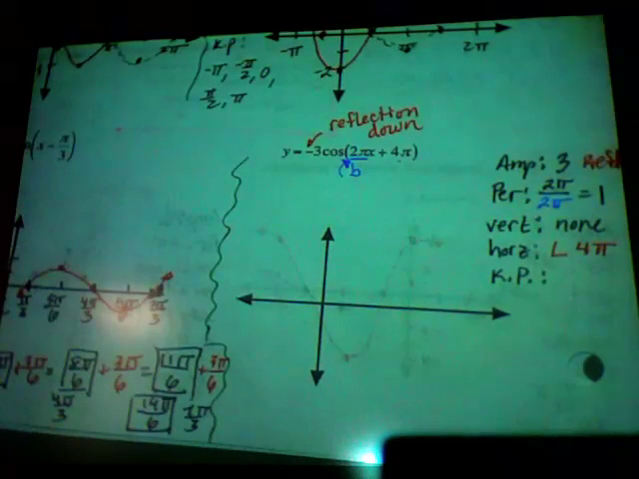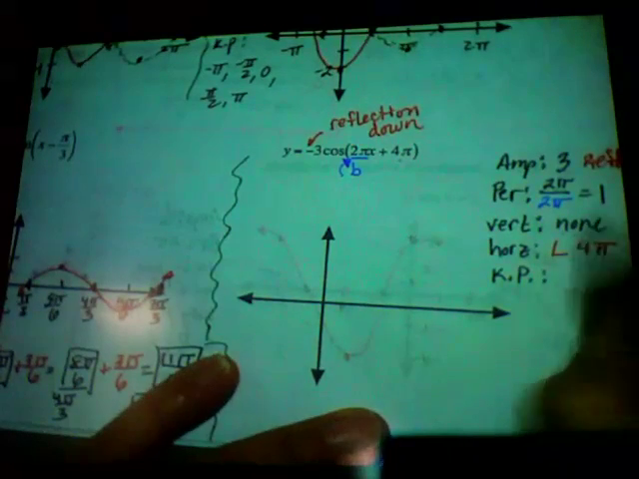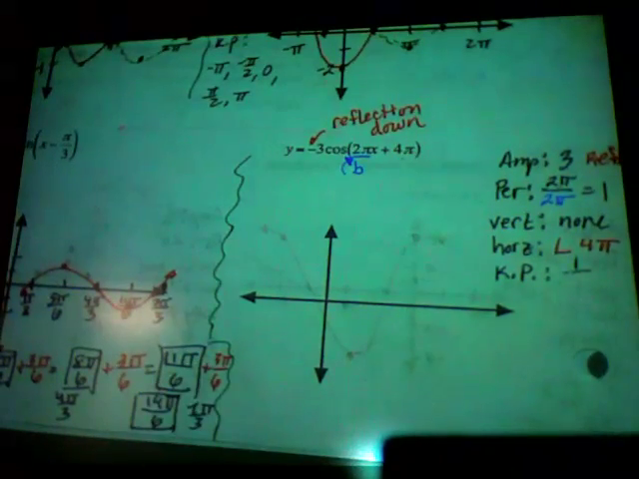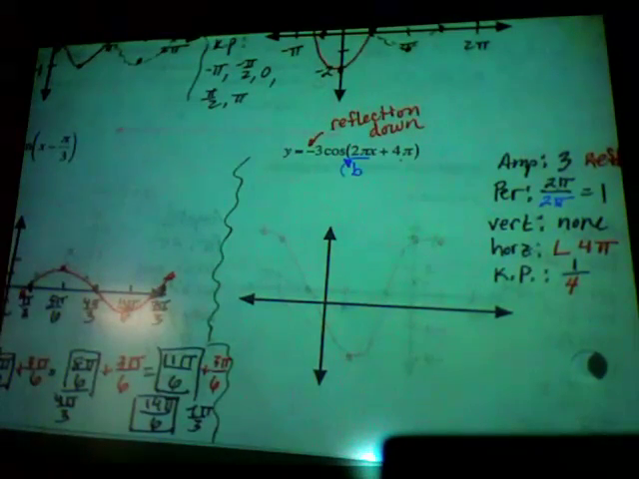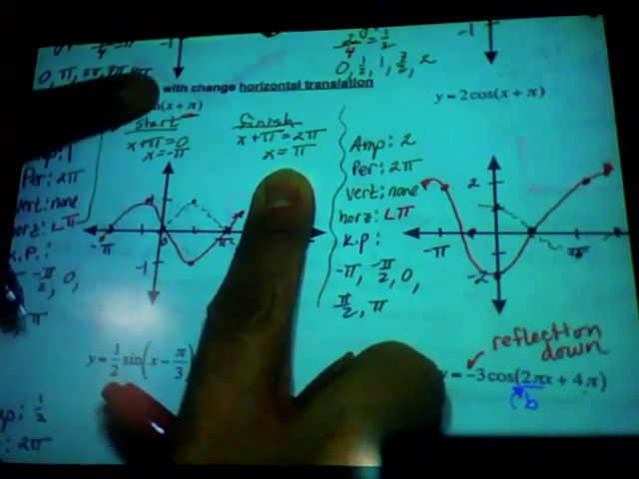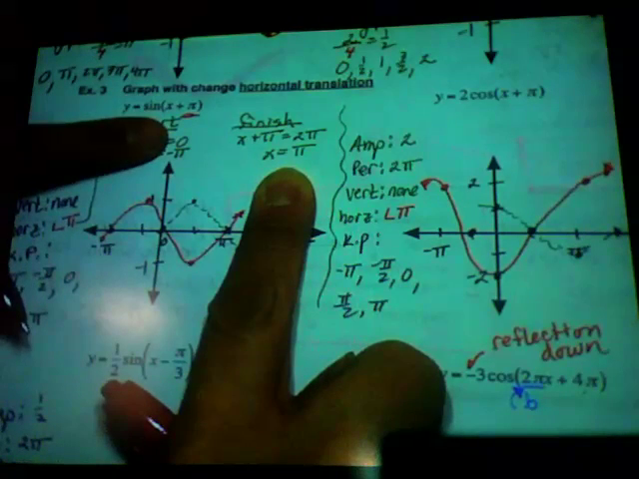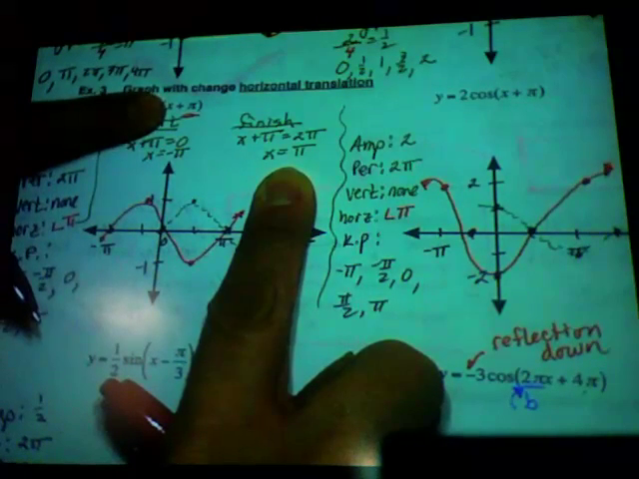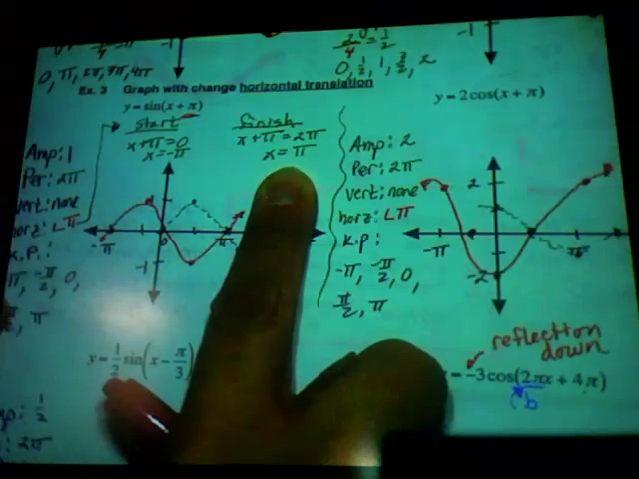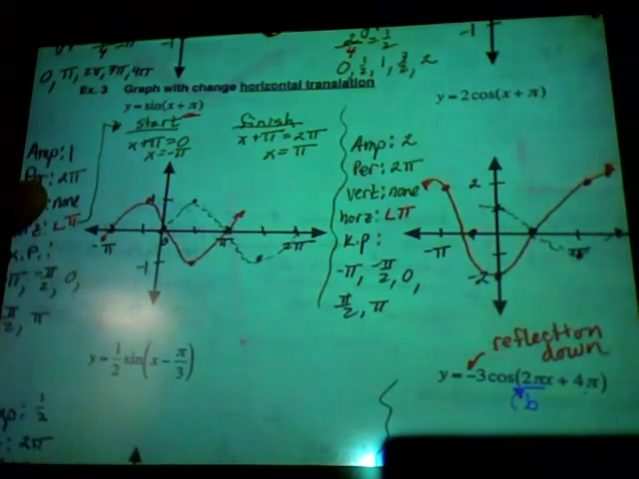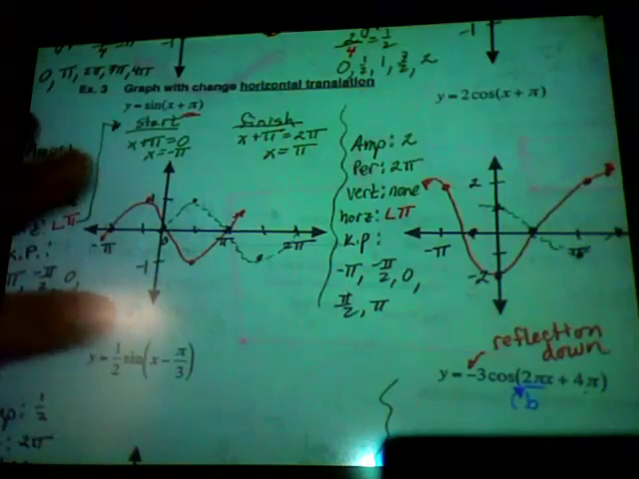So to get our key points, we need to take our period of 1 and divide it by 4. That means I'm counting by fourths this time. I have to figure out what my starting point is. So remember in example 3 up here, we did the start and the finish. Did we take what was in parentheses and set it equal to 0? That was our start. And we took what was in parentheses and set it equal to 2 pi because that was our finish. But that was our normal period, right? Well, this time, we're going to do the same thing.